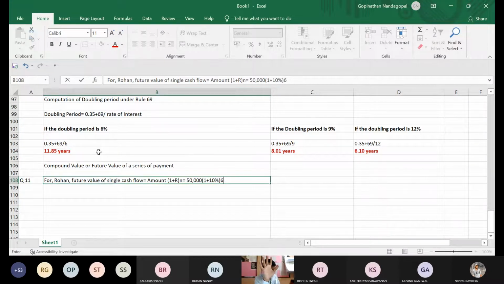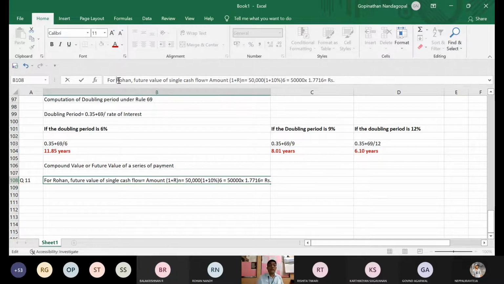So that value, you can obtain by direct calculation, or you can obtain it from the future value table. Are you clear now? First I'll teach you to do it directly, then I'll teach you how to use the table. So 50,000 into 1.7716. What I'm doing now is the direct method. How much do you get? 88,580.